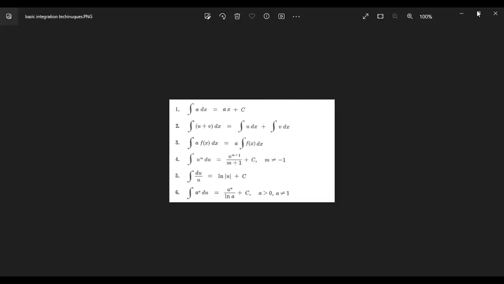Now I am going to show you some examples about these formulas, and we are going to solve them. Let's start with an easy example, like x to the power of 6.